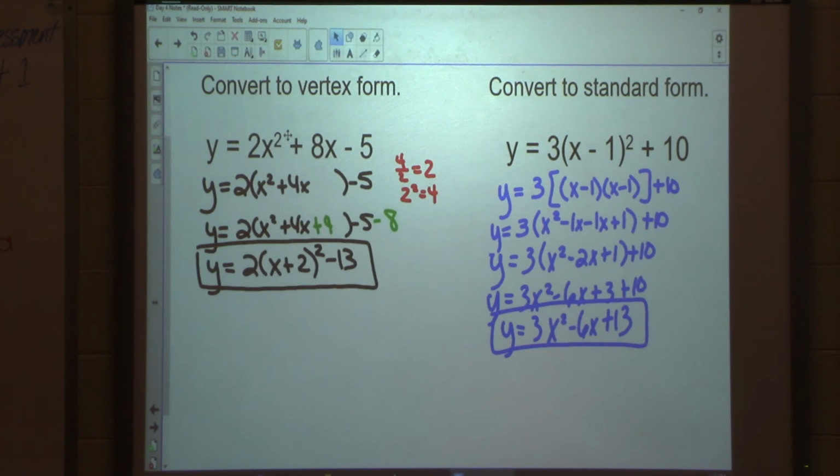We have to do both. Nope, just do one of them. You can do both for practice, but I'm just asking you to do one of them. Because the standard form, that's the easy one. I want you to try converting to vertex form. That's a hard one.